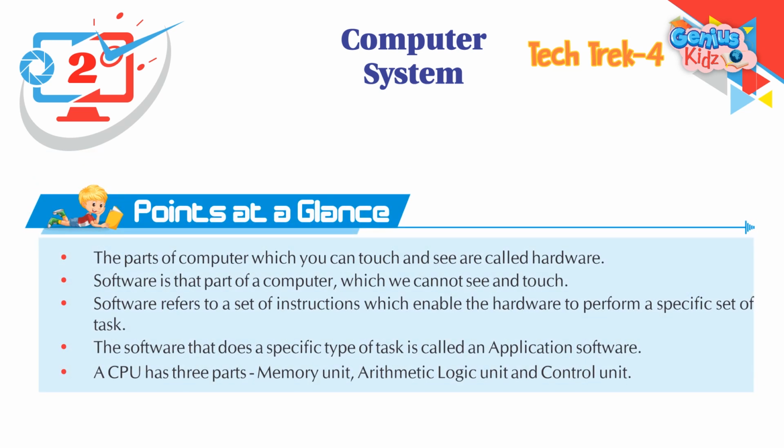Points at a glance. The parts of computer which you can touch and see are called hardware. Software is that part of a computer which we cannot see and touch. Software refers to a set of instructions which enable the hardware to perform a specific set of tasks. The software that does a specific type of task is called an application software. A CPU has three parts: memory unit, arithmetic logic unit, and control unit.